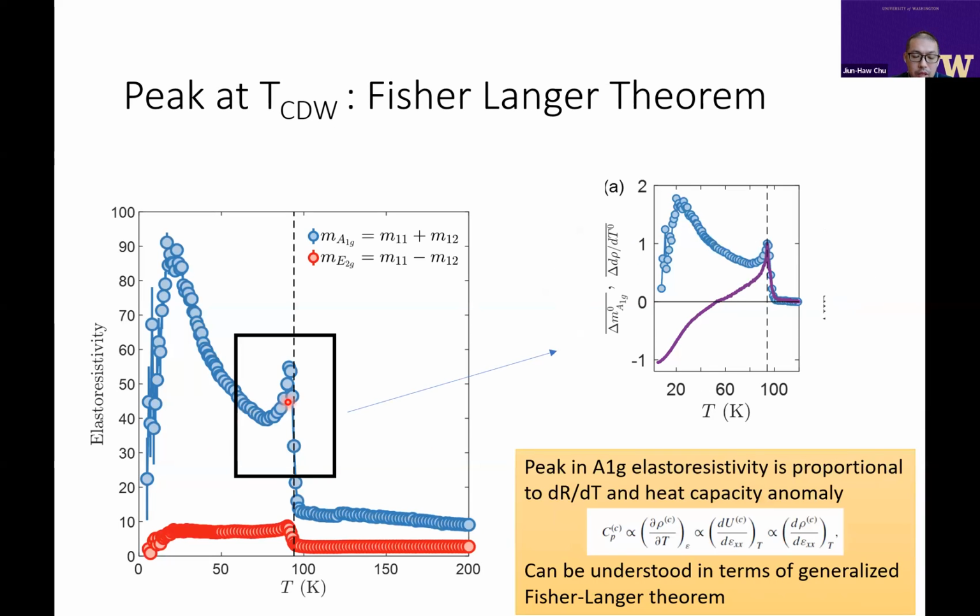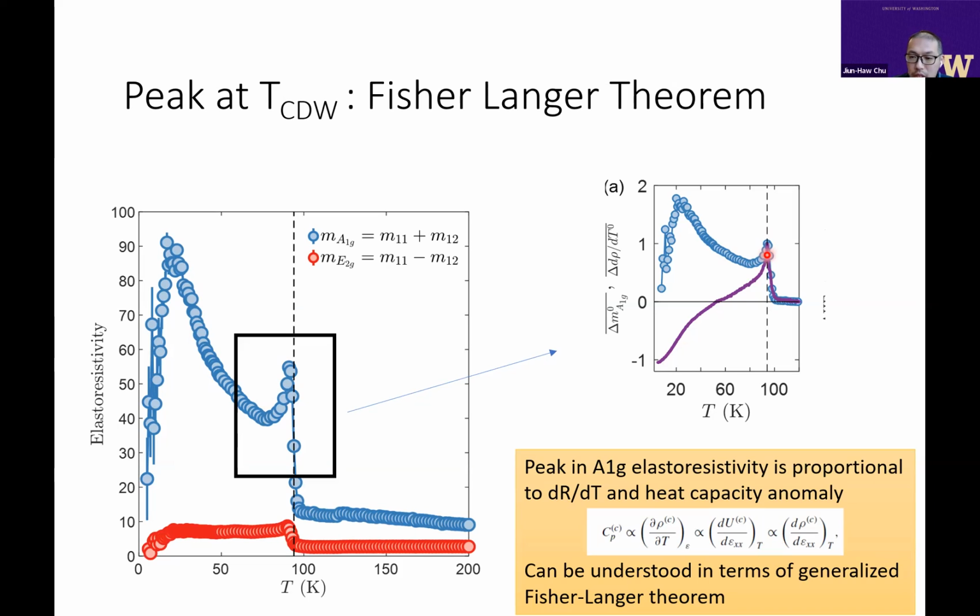And this peak of elastoresistivity in A1G is actually proportional to, it looks like, the d rho dT, which also looks like the heat capacity anomaly. So this can be understood in terms of a generalized Fisher-Langer theorem, which is when your A1G strain is linearly shifting the transition temperature. So locally, the effect of applying strain is like changing the temperature. Therefore, the d rho d strain is just like the d rho dT. So therefore, you have a peak-like structure near the phase transition.